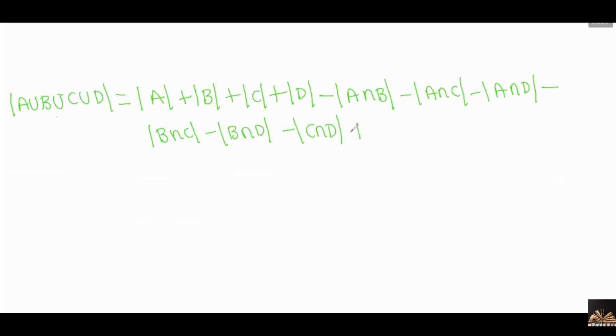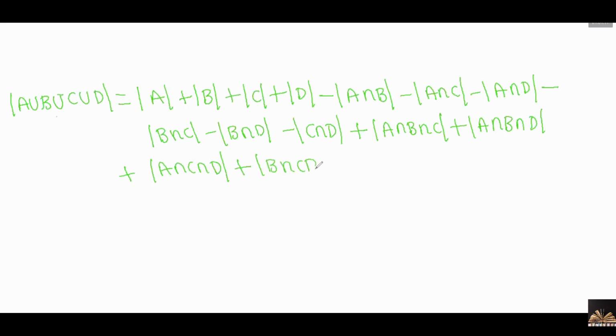Next you have to take three sets at a time. Therefore it will be ABC, ABD, ACD, and BCD. That's it. How many did you get? 1, 2, 3, 4.